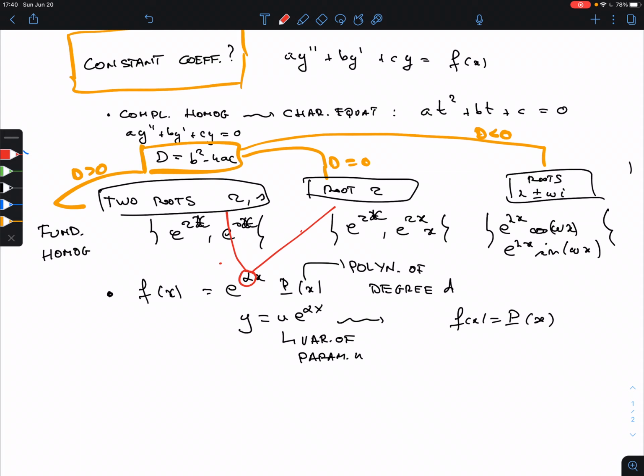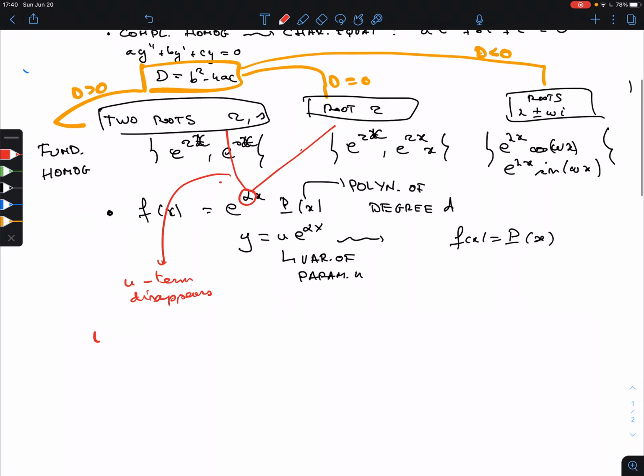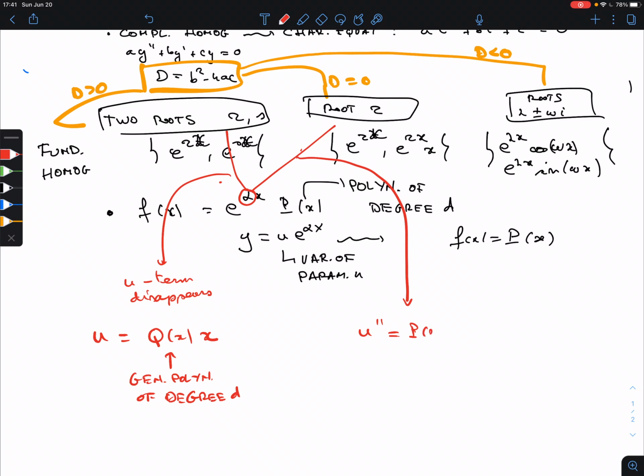In this case, the u term disappears. So what is then the u? u would be a polynomial with general coefficients, q(x). This is a general polynomial, undetermined coefficients, of degree d. And we have to multiply with x, if that's the case. That's how it will look. If we are in this case, then we get u double prime is equal to p(x), and we just solve. So that's actually the simplest case.